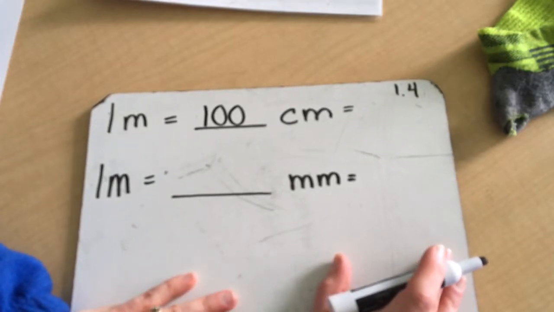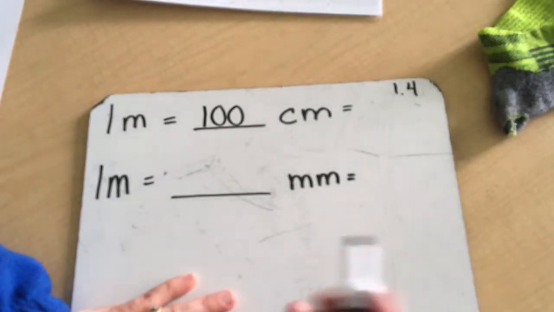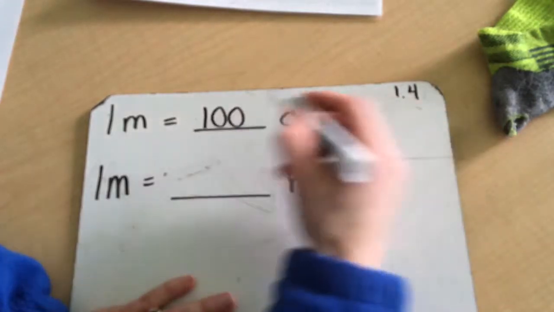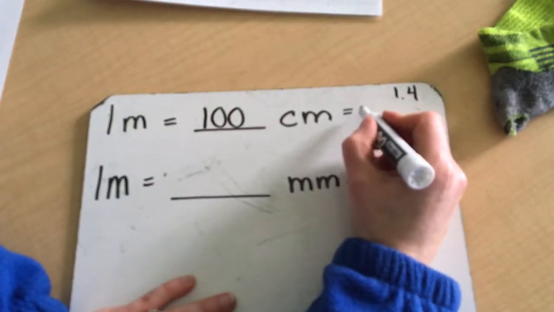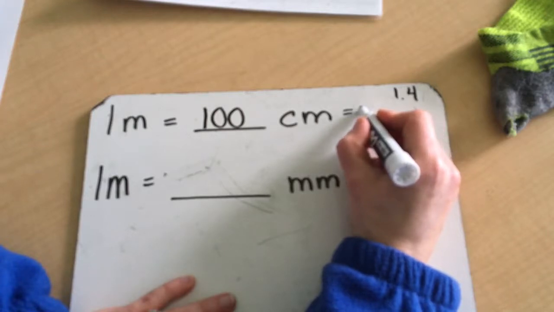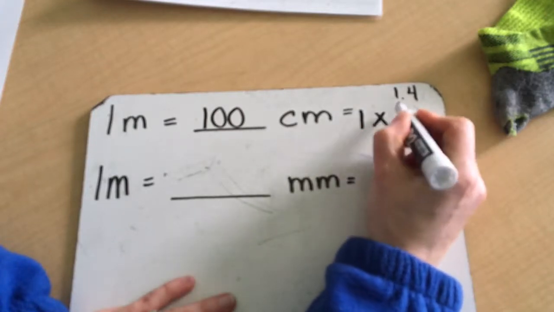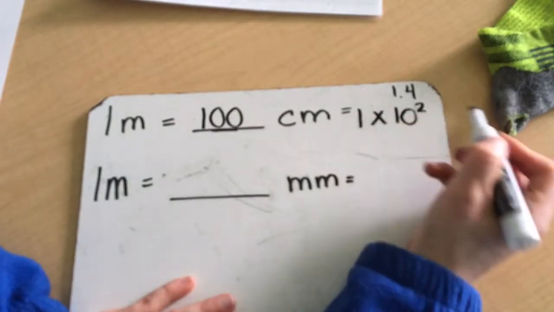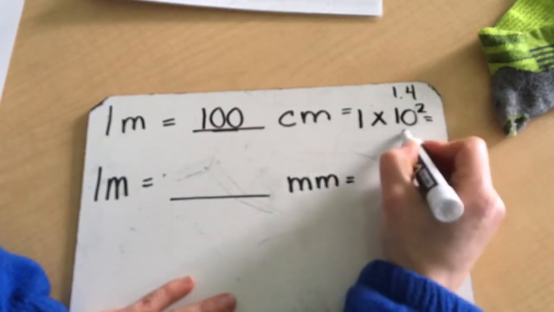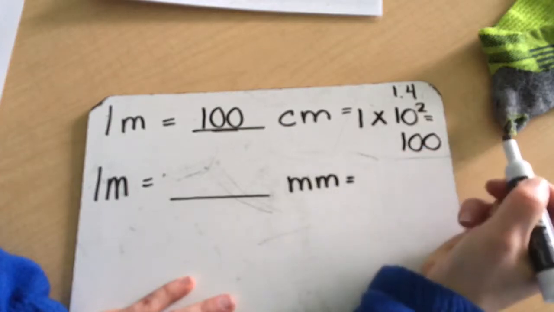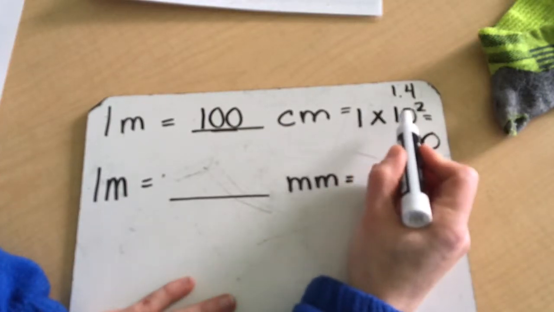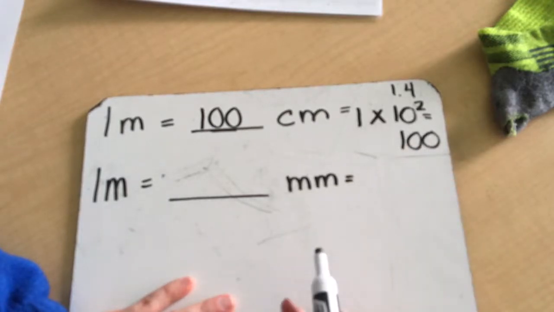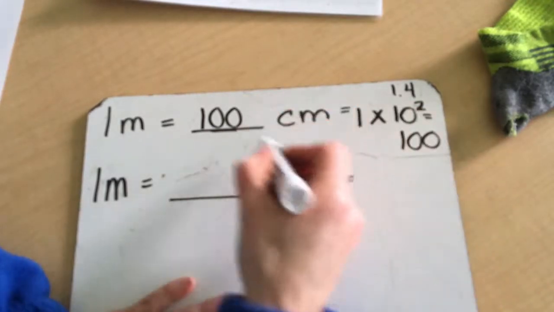If I were to write this as an equation, without a variable, just an equation that actually has an answer, I would write 1 times 10 to the second power equals 100. Because it's like saying 1 times 10 times 10. 1 times 10 is 10, 10 times 10 is 100. This is something we're going to talk about today.